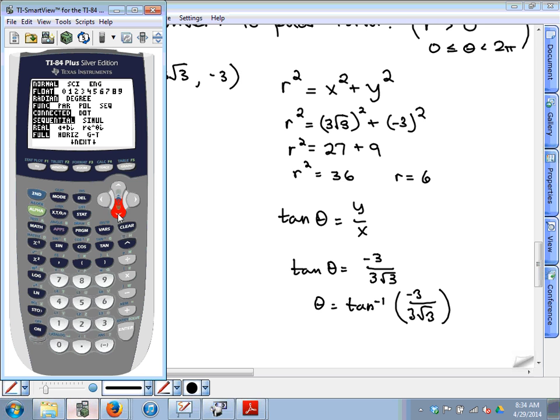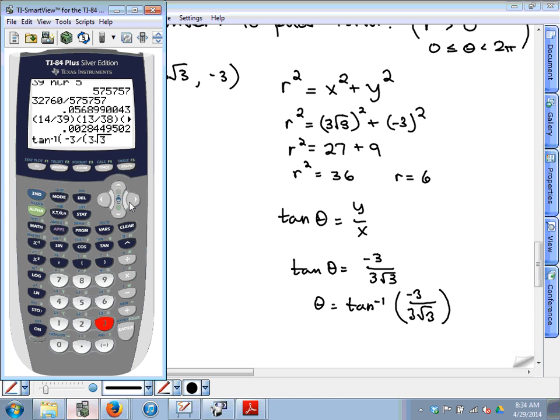So what mode am I in? I'm actually going to change this to degree mode. In this case, when you're converting from rectangular to polar, it would be easier for you to be in degree mode. So, inverse tangent of negative 3 divided by 3 square roots of 3. So the calculator isn't incorrect, it's just not necessarily in the interval that the homework wants it to be in. Theta needs to be between 0 and 2 pi. This is negative 30.